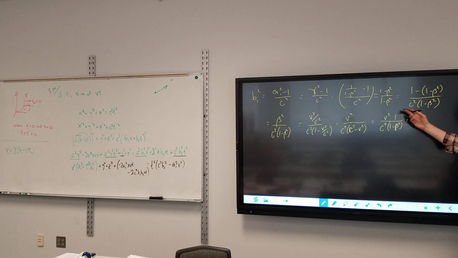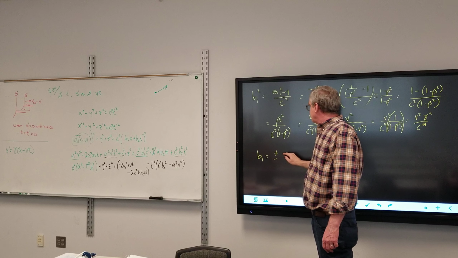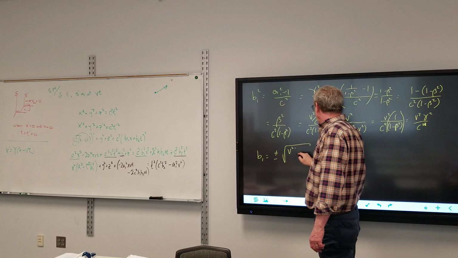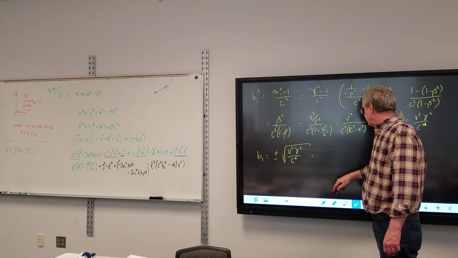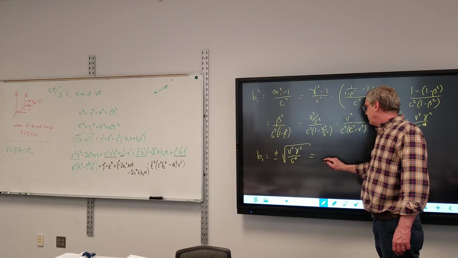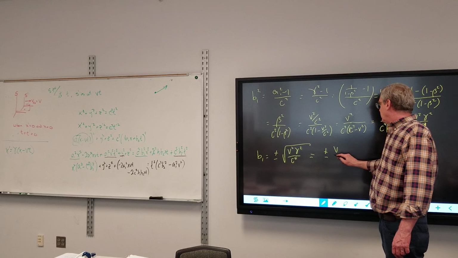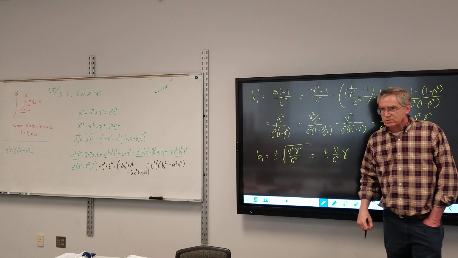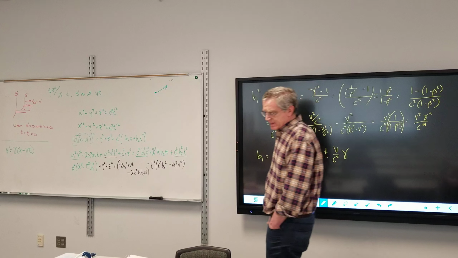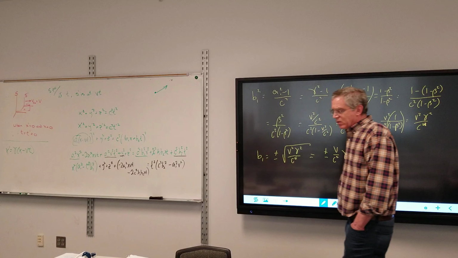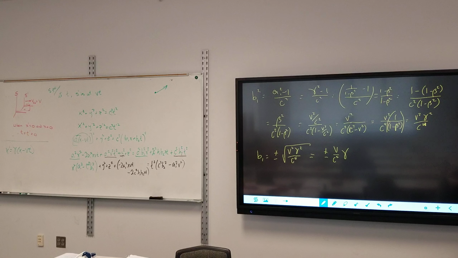So b1 is plus or minus the square root of v squared gamma squared over c to the fourth, which equals plus or minus v over c squared times gamma. Again, we have to resolve this plus or minus, and I'm going to wait to do that. That's just sort of where we are right now. It's one or the other.